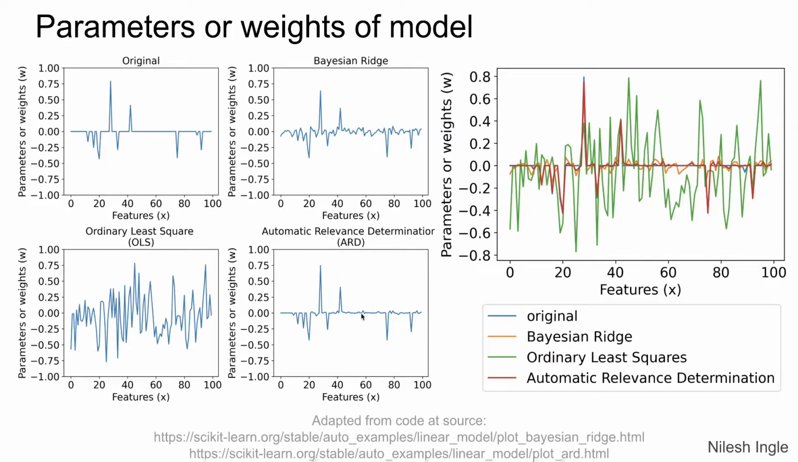And in the automatic relevance determination, we can see that the values for the coefficients are much closer to zero as compared to the Bayesian Ridge, and certainly more stable than the ordinary least squares. Here on the right-hand side, we have the overlay where we can see that the OLS is much more unstable, and as we go down to the ARD, the stability is increased much more.